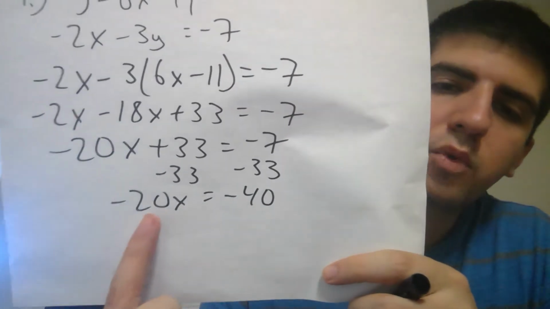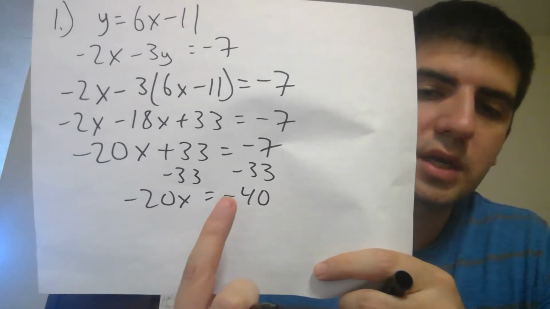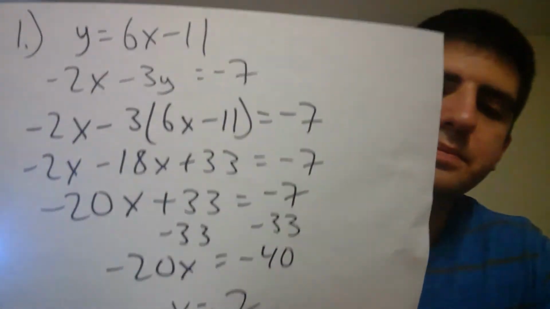So here we have negative 20x equals negative 40. So just divide both sides by negative 20. And obviously a negative divided by a negative is going to be a positive. So negative 20 goes into negative 40 two times. So I know that x is 2.